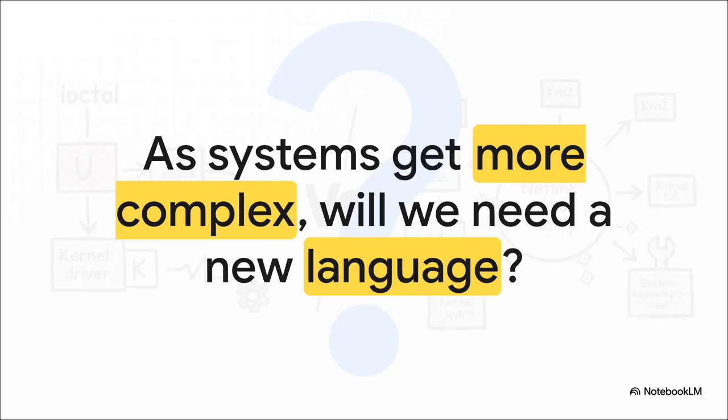And all of this brings us to one last really interesting question. The jump from ioctl to Netlink proves that as our systems get more and more complex, the actual language we use to control them has to evolve too. So what's next? As we head towards even more dynamic, more distributed systems, are we going to need a whole new way to have that crucial conversation with the kernel? It's definitely something to think about.